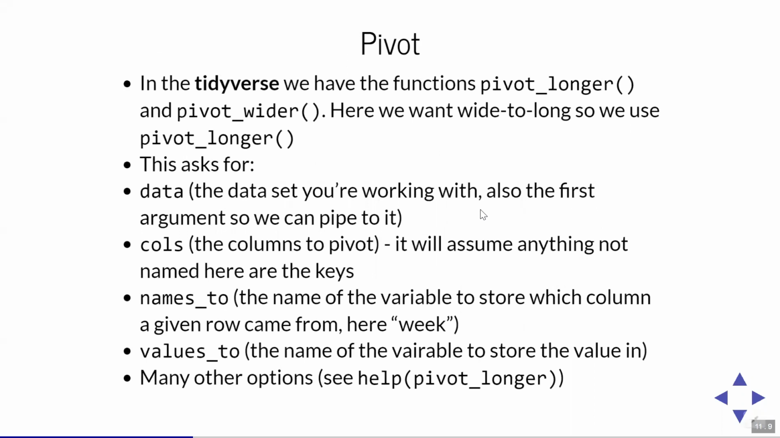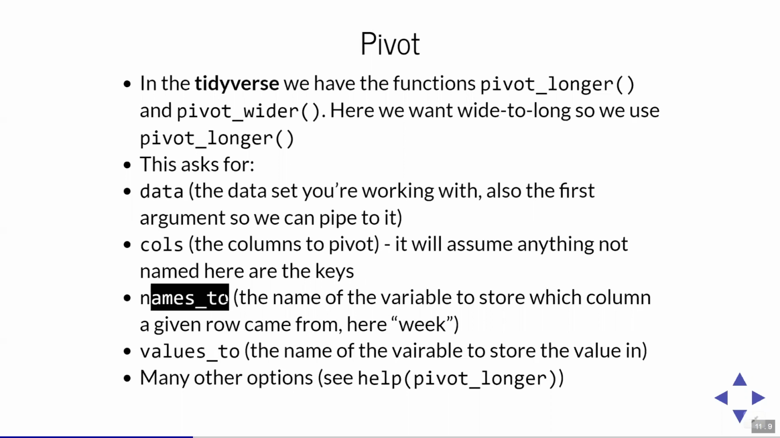So in the Tidyverse, the pivot functions are pivot_longer to go from wide to long, and also pivot_wider to go from long to wide. Here we want wide to long, so we're going to use pivot_longer. Specifically, this is in the tidyr package, which is a part of the Tidyverse. The arguments that pivot_longer is going to take: it's going to need the data that we're working with, of course. It's going to need the cols, which is the columns that we want to pivot. So everything that is currently in wide format that we want to make long, so that's the week variables here.